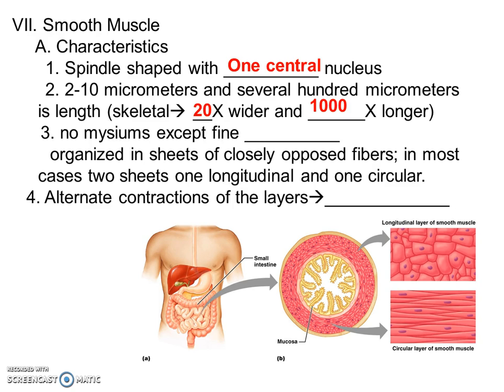There are no mysiums associated with smooth muscle except for endomysium. It's organized in sheets of closely opposed fibers, and most of the time, like in the digestive system, you'll have one set of fibers running circular around the lumen and the other one running longitudinal, so that they can alternate in their contractions and give you what's called peristalsis.